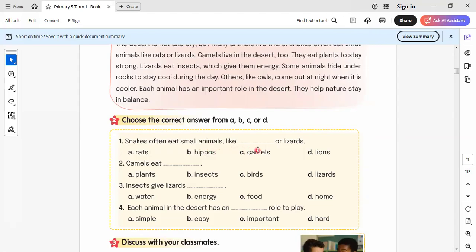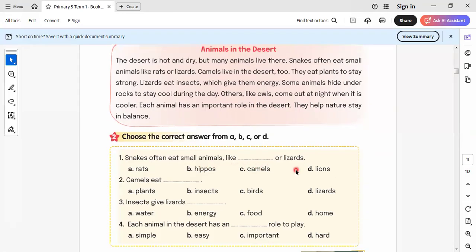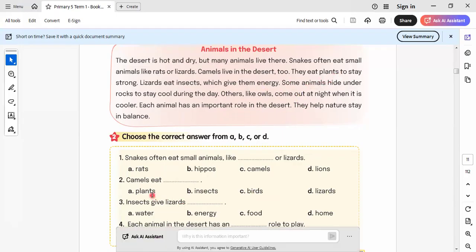They often eat small fish, lizards, rats, hippos, camels, lions. As we know from the text, it should be rats here. So I select this one. Camels eat plants, insects, birds, lizards. Eat what here? Eat plants. So I select this one.